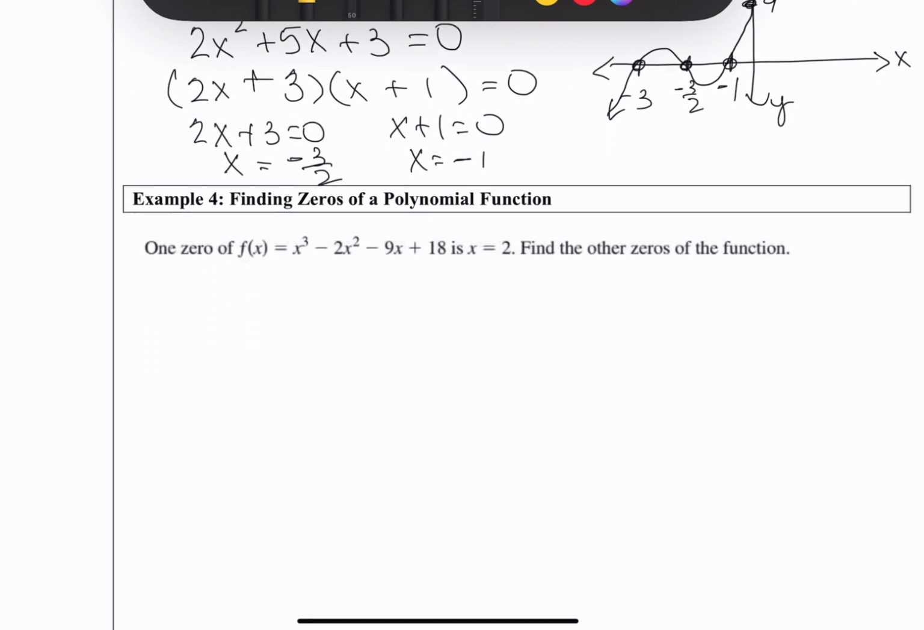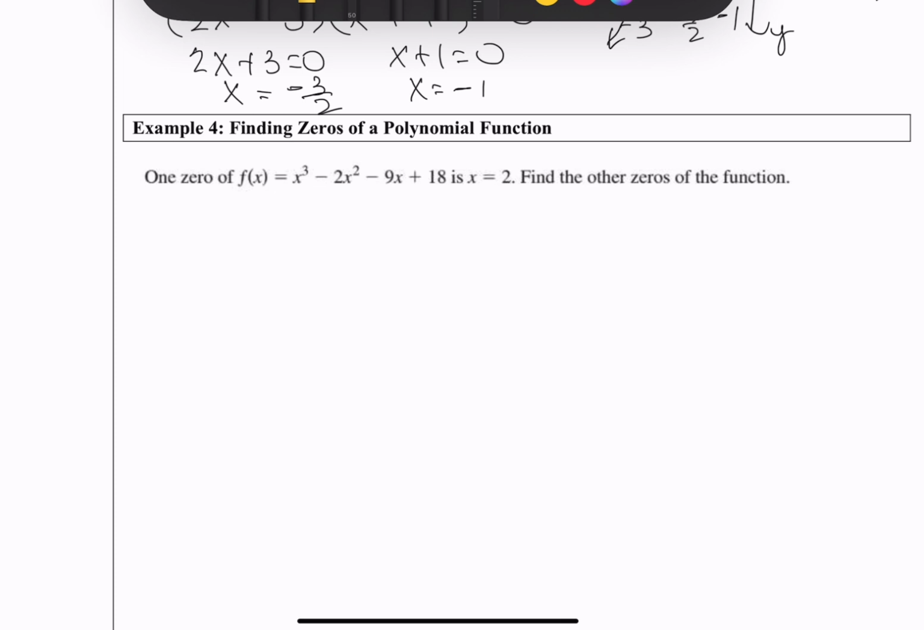All right, so let's do another one of those. I've got another cubic. I know that one of my zeros or one of my roots is x equals 2. So this is a root, which means that x minus 2, if I set that equal to 0, would have to be a factor. So this is a factor. Not that that's super important right now, but later on it will become more important.